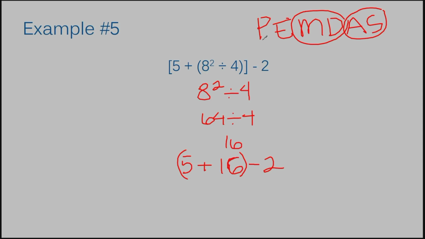We left off with just parentheses, so we do still have parentheses in our problem. So we need to add the 5 and the 16. And that gives us 21. And then we subtract 2. And so obviously there's no multiplication or division, so we're just going to jump to the last section, which is addition and subtraction. So we're going to subtract 21 minus 2 gives us 19. So the answer to example number 5 is 19. Let's move on to our final example, example number 6.